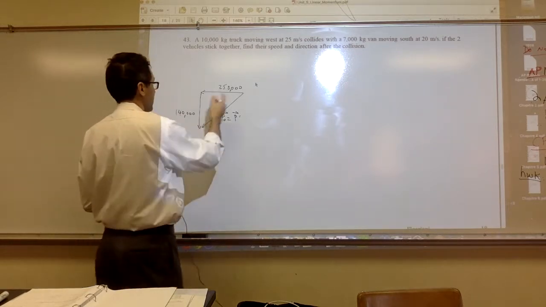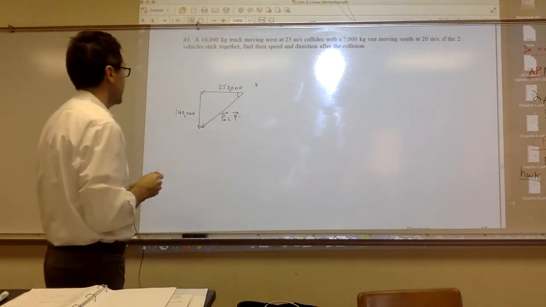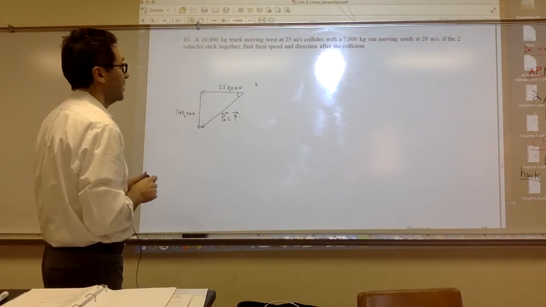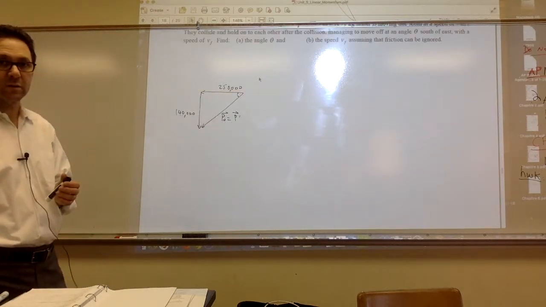So I think here we just have to do Pythagorean theorem, figure out what that angle is, and that angle is going to be the same for the velocity. So I'm not going to do this one because this is kind of like similar to the other ones we did earlier.